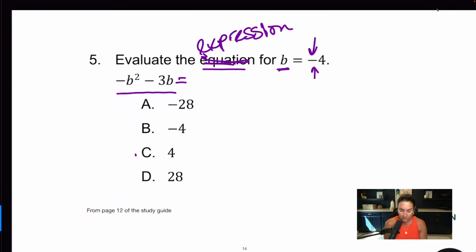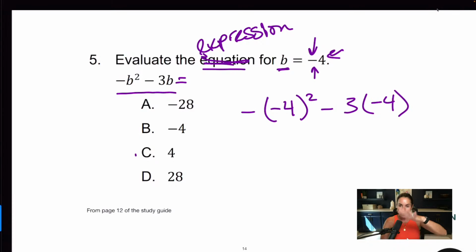So I'm going to just bring this -4 into this equation. So I'm going to keep this negative, and wherever I see a b, I'm going to put a -4 minus 3 times -4. Keep it proper. Don't skip any steps because there's too many negatives. I don't like it. Now I'm going to use PEMDAS. Always use PEMDAS.